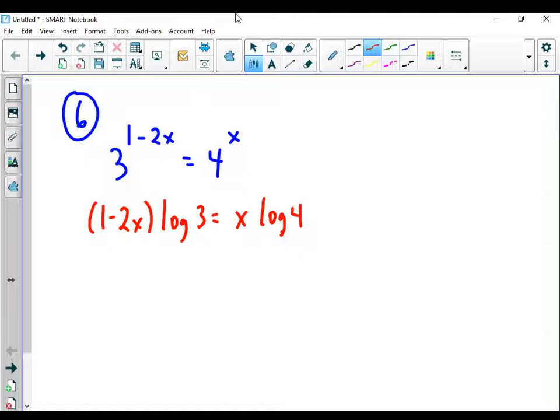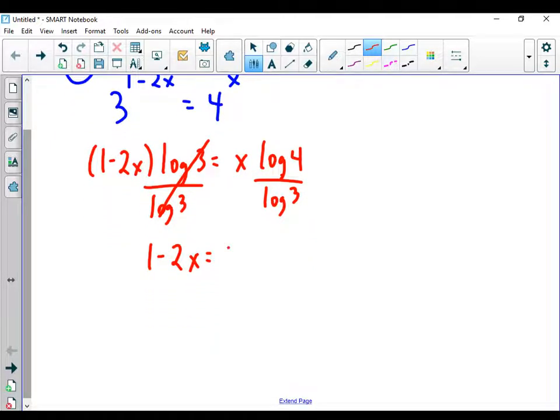Now, from there, I kind of have some options. But what I like to do is stay fairly consistent. So usually at this step, we're going to now do some division. So I'm going to go ahead and divide by the log of 3 on both sides, because that'll allow me to cancel this log of 3 here. So now we have 1 minus 2x. And I have x times this value that I get once I type that into the calculator. Now I'm going to hold off on typing it in because I want to try to keep as much accuracy as I can.